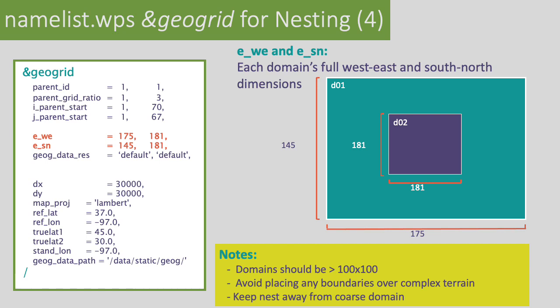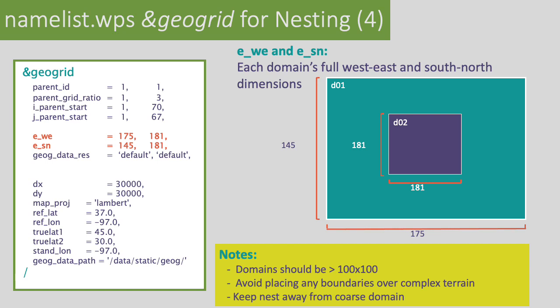The parameters E_WE and E_SN represent the dimensions for each domain in the west to east direction and in the south to north direction. Actually, the E here at the beginning of the name means the ending point. Here, domain 1 has 175 points in the west to east direction and 145 points in the south to north direction, and domain 2 is 181 by 181.